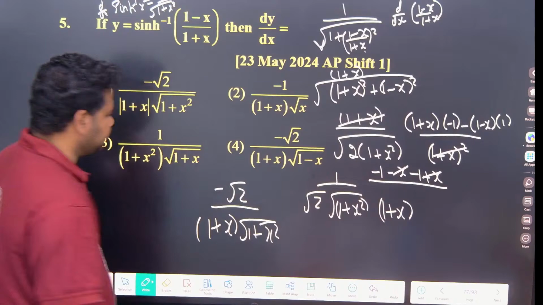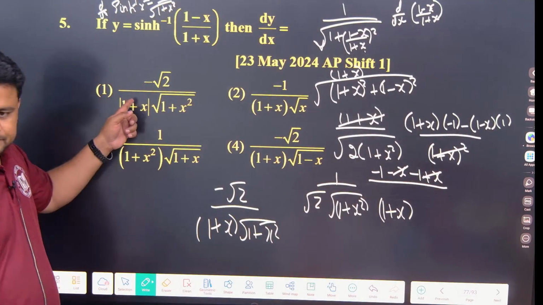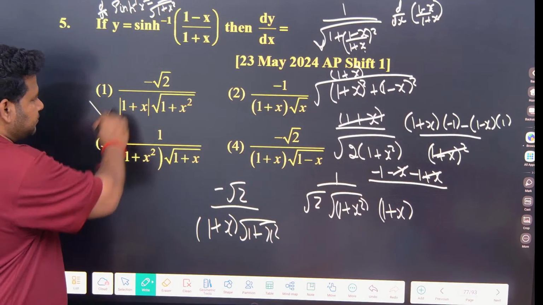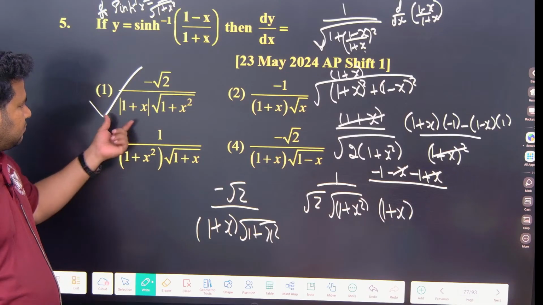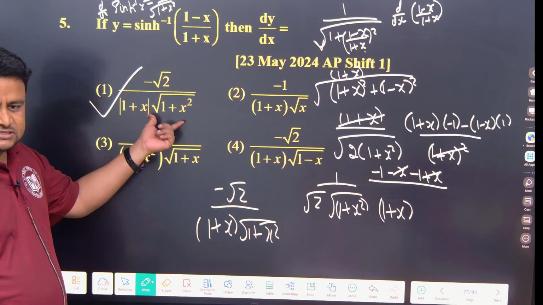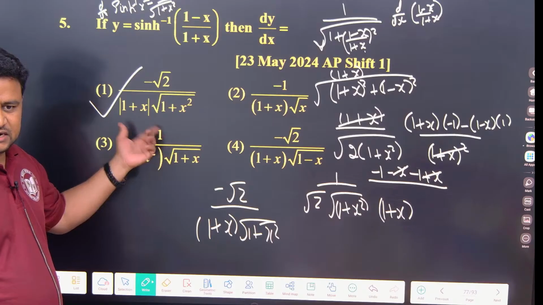Which is the option? First option. Clear? Minus root 2 by mod of 1 plus x into square root of 1 plus x square. Clear? Got it? Everyone understood?